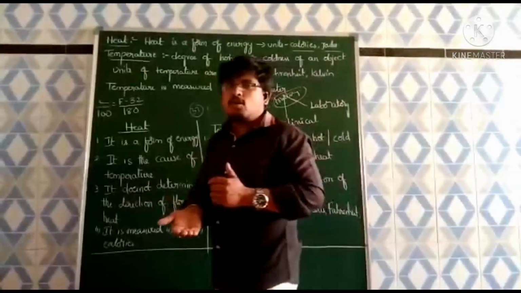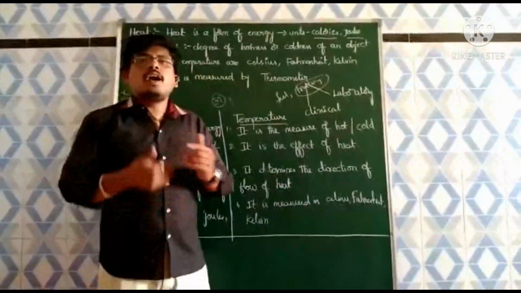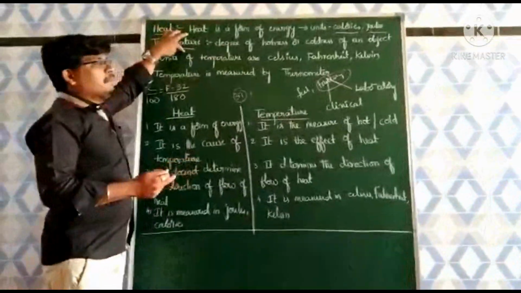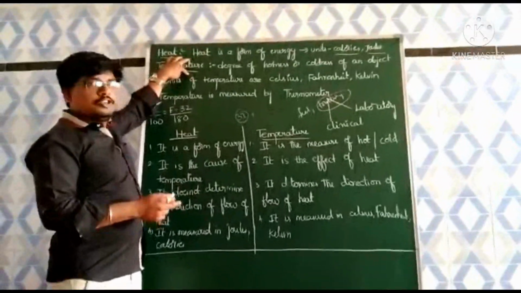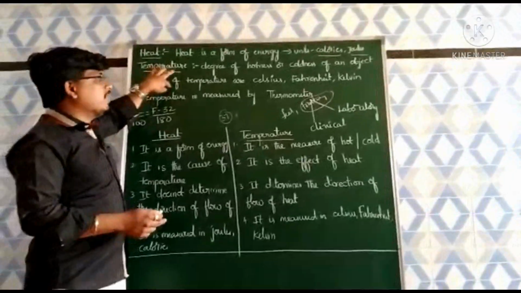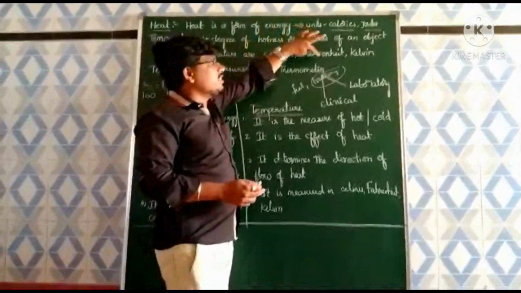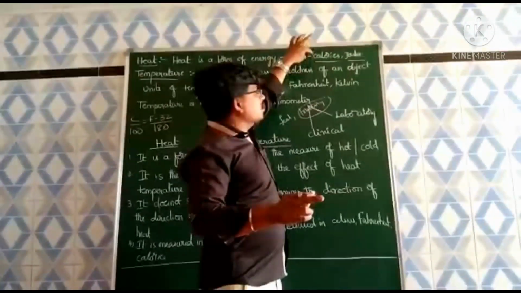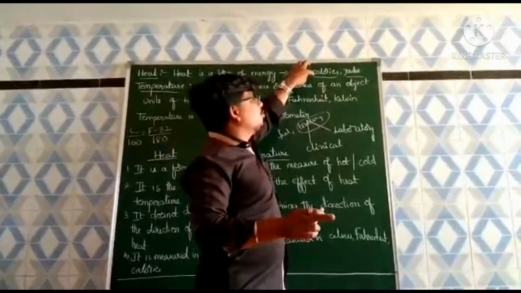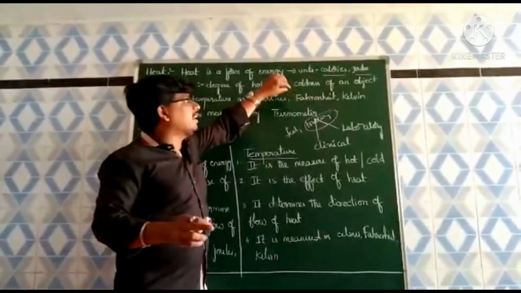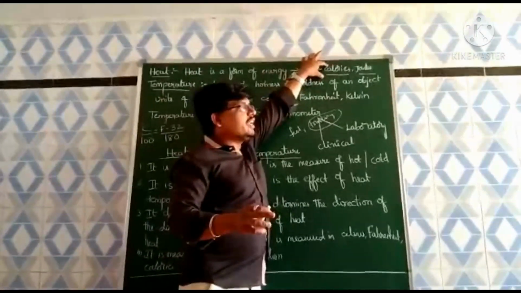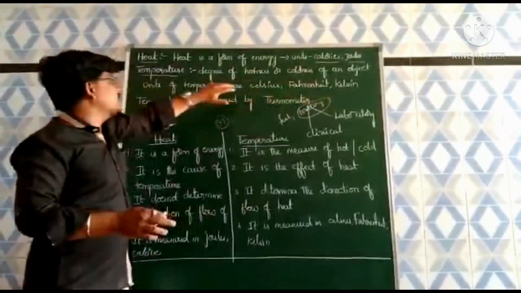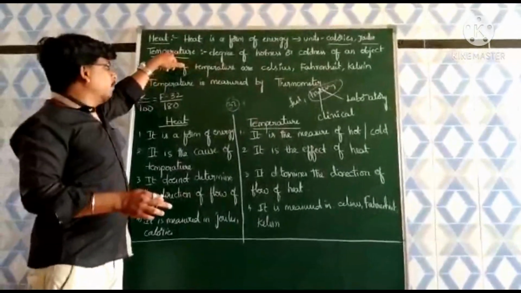If it is cold, how much cold is it? If it is hot, how much hot is it? It is measured by measuring its temperature. In order to do this, we should know about the units of temperature. The units are Celsius, Fahrenheit and Kelvin. See students, as I said, heat and temperature are different, and their units are also entirely different. Heat is measured in calories and joules, but Celsius, Fahrenheit and Kelvin degrees are used for measuring temperature.